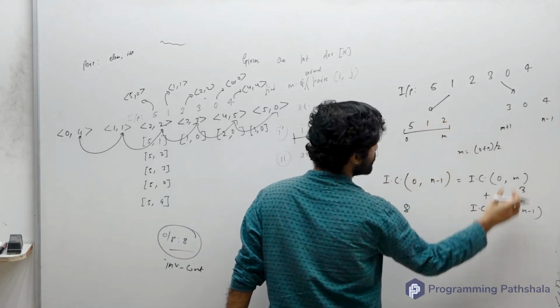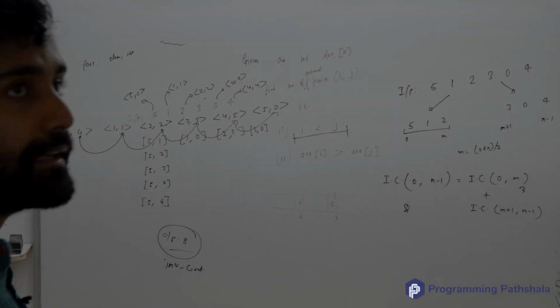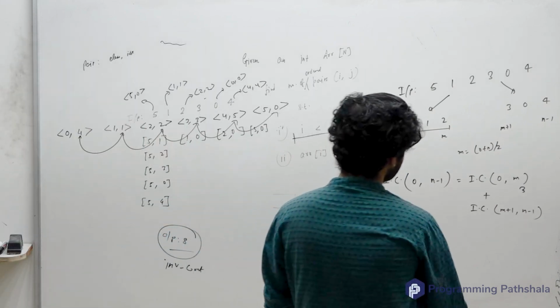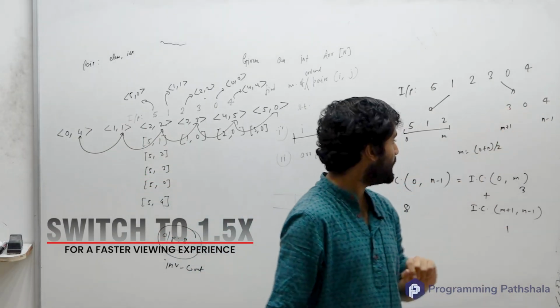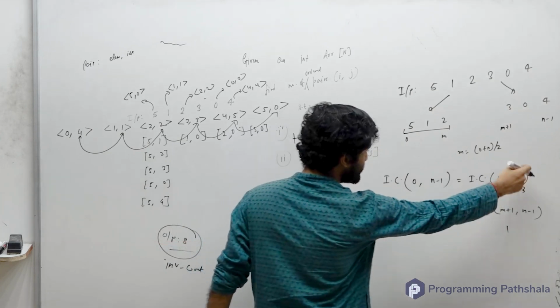And what about this? What is the inversion count here? The inversion count is, I think, just 1. Okay, which is because of 3 0, right? So this is 8 and this is 4.